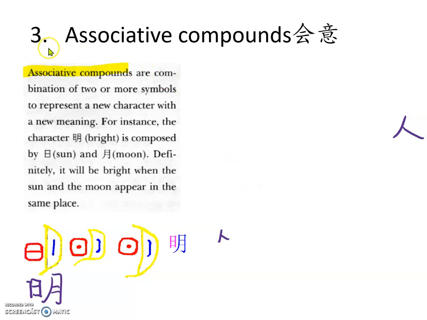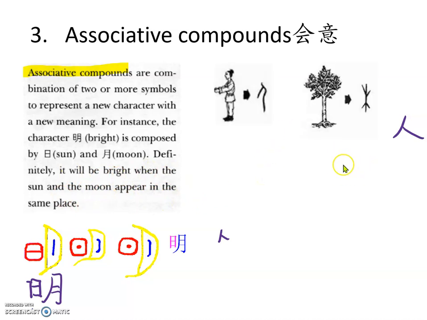The third category is called associative compounds, which are a combination of two or more symbols to represent a new character with a new meaning. So for instance, the character 明, bright, is composed of 日, which is the sun, and 月, which is the moon. That's the most illuminated object in the human world. So that's why we took those two things and put them together to become bright. So it will be bright when the sun and the moon appear in the same place.